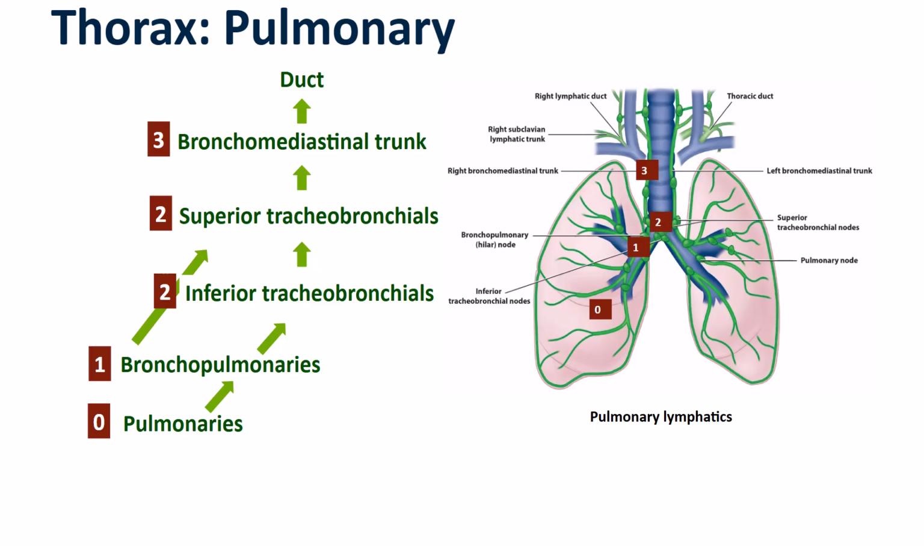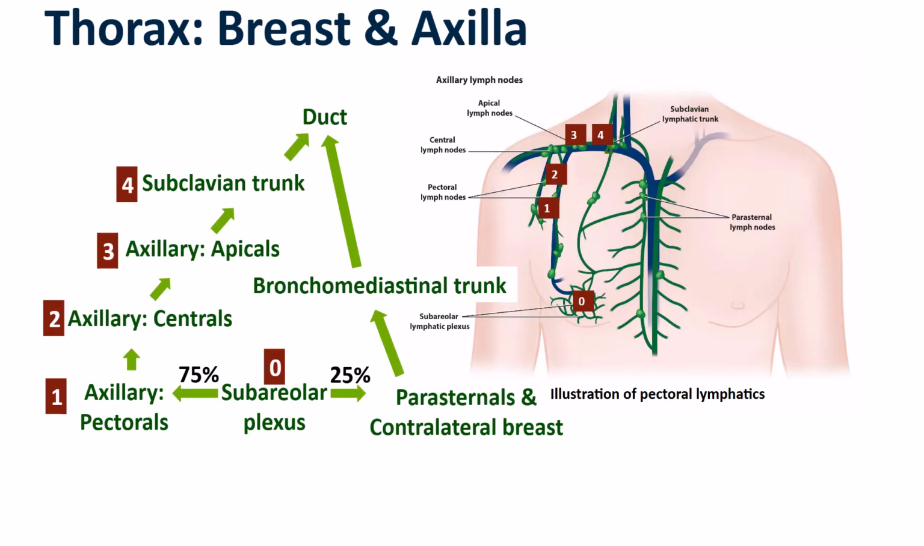From these tracheobronchial nodes, we have movement of lymph along the bronchomediastinal trunks. And as the bronchomediastinal trunks ascend, they're going to feed either on the right side into the right lymphatic duct or the left side into the thoracic duct. Now let's look at a more superficial collection of nodes of the thorax, and this is of particular importance insofar as metastasis of breast cancer.